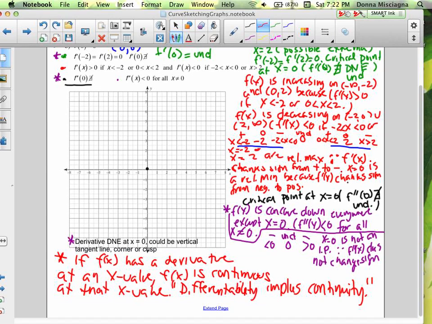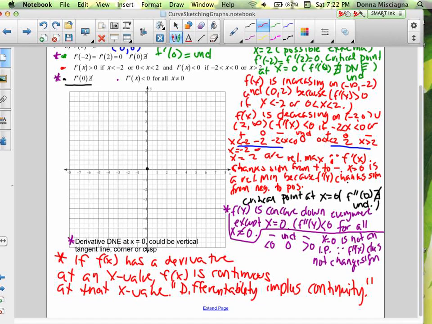So one thing we know for sure, there are no discontinuities in this graph, right? This is a connected graph. If f of x has a derivative at an x value, f of x is continuous at that x value, differentiability implies continuity, right? The only place we have an issue is at that 0 there, and that's because we have a cusp. So this is actually a really easy graph to draw.